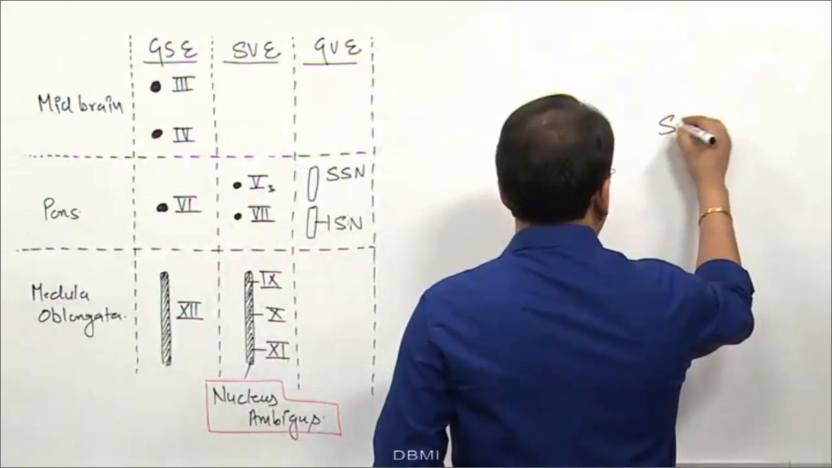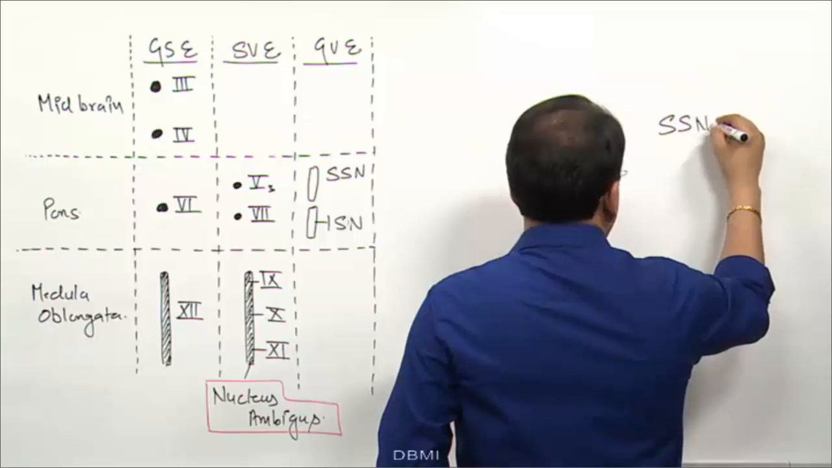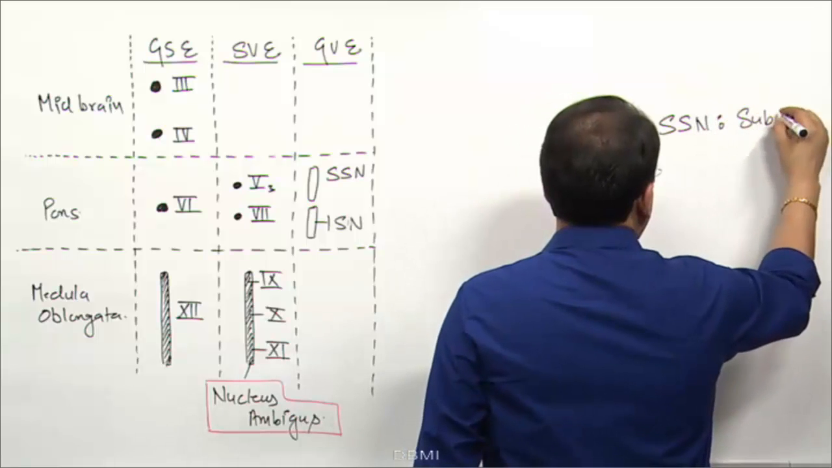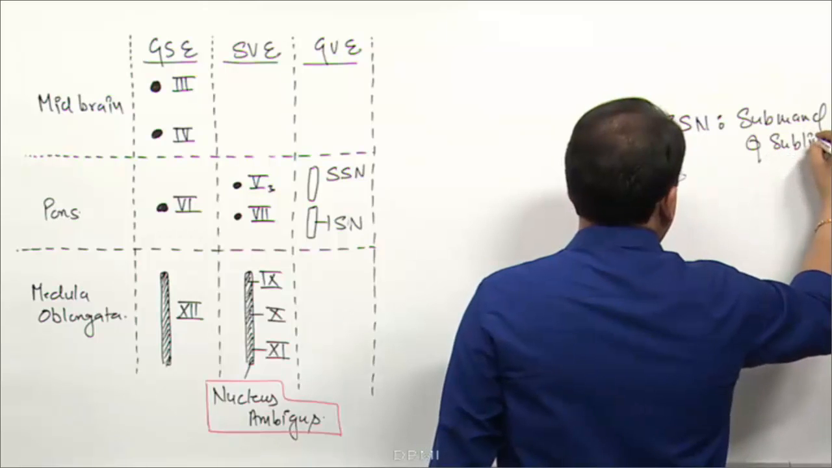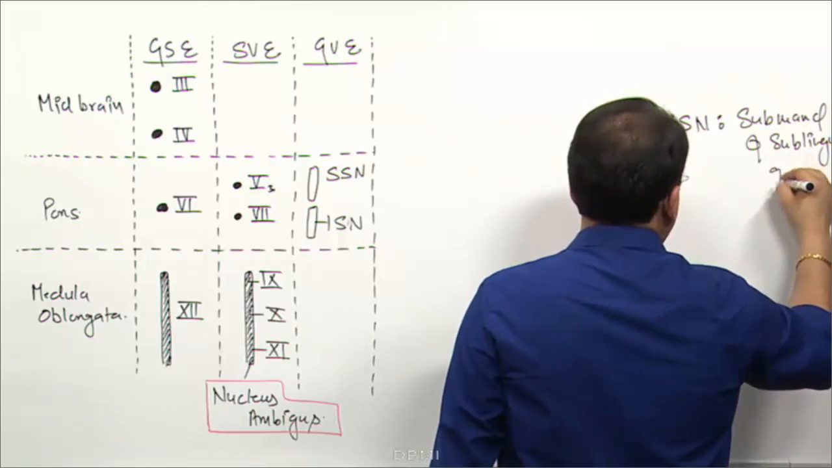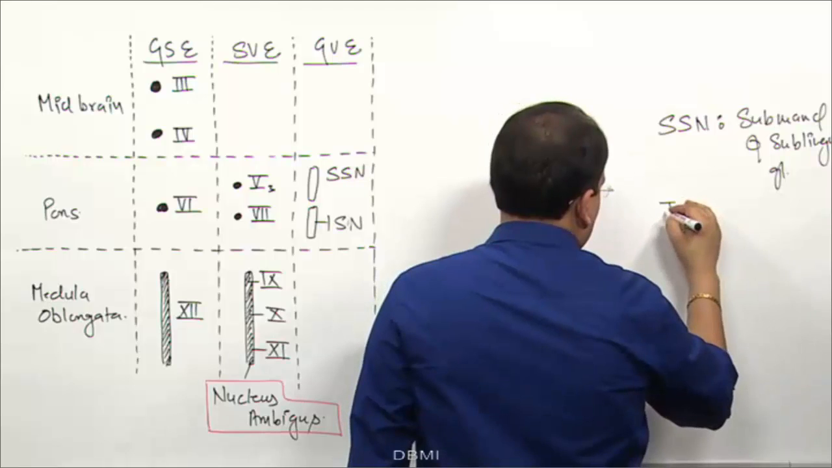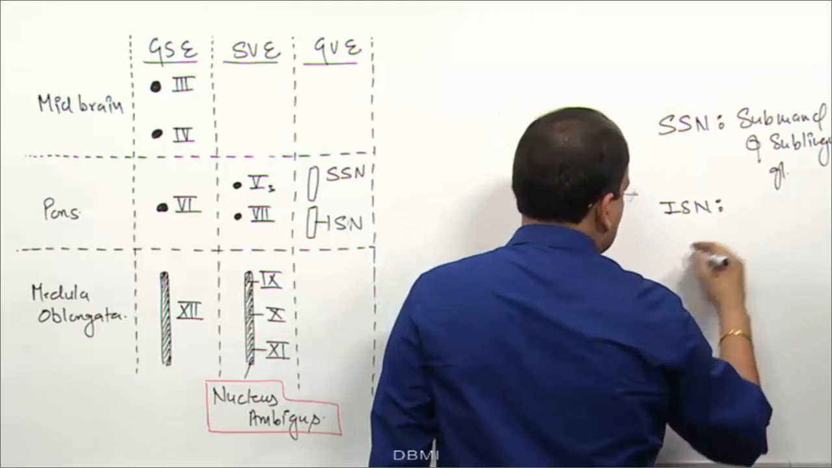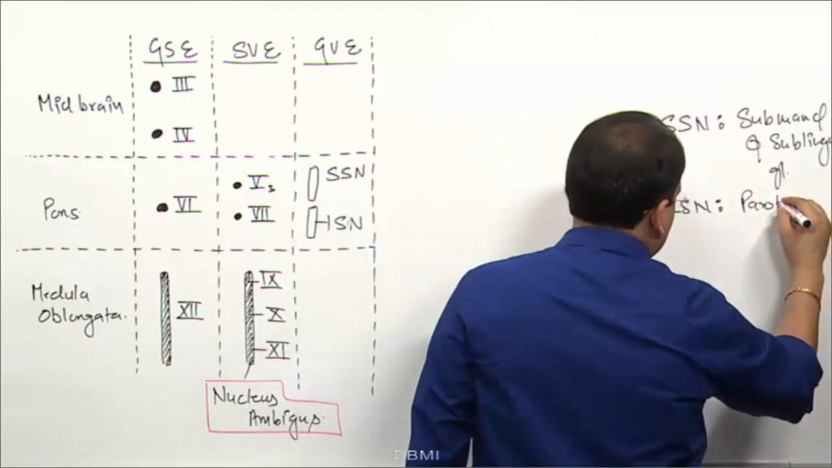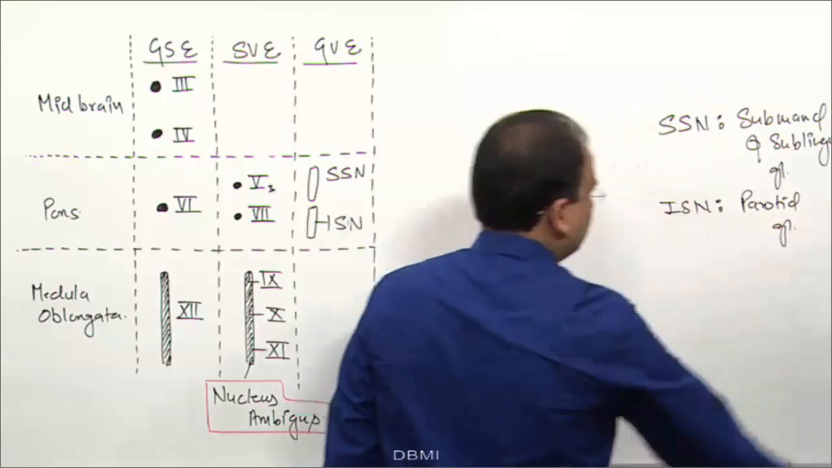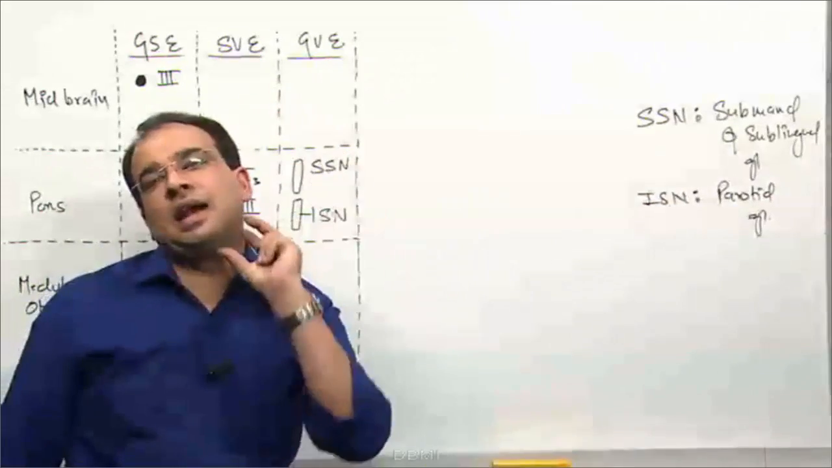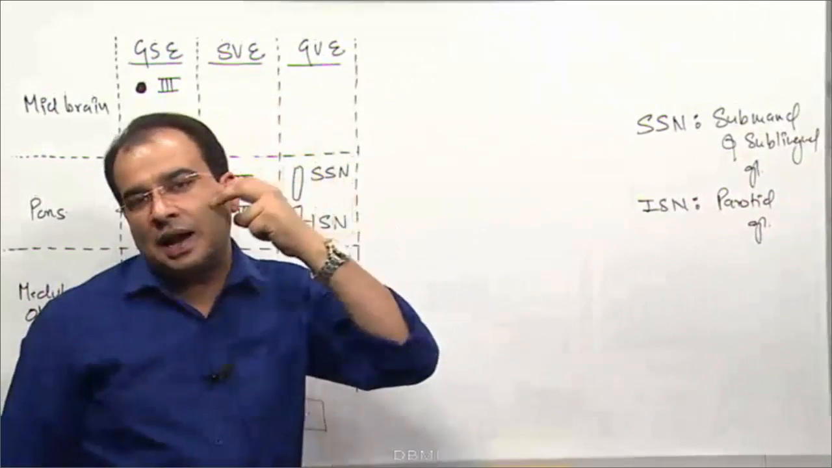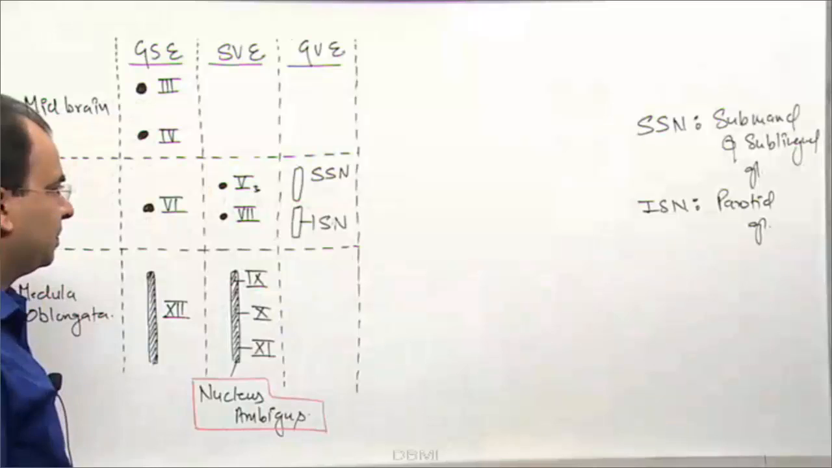Once again, the superior salivatory nucleus is supplying the submandibular and sublingual gland, whereas the inferior salivatory nucleus will supply the parotid gland. So it's kind of opposite. The superior is supplying the glands below, the inferior is supplying the gland which is above, the parotid gland.